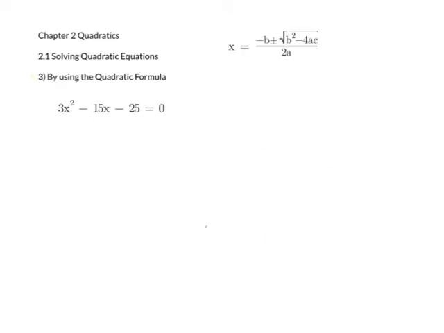The final method we're going to be using in this video is by using the quadratic formula. The quadratic formula is written at the top of the screen, and the first thing we're going to do is pick off a, b and c out of our quadratic equation. We see we have a negative b, which means minus b is a double negative. So I've written the negative b inside brackets.